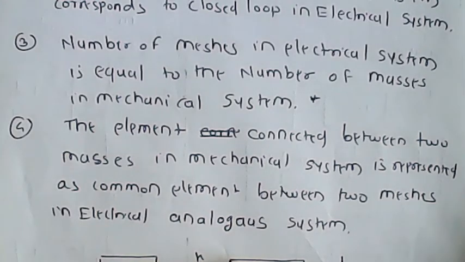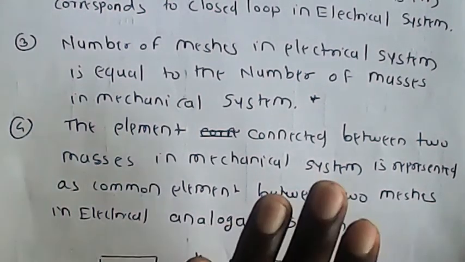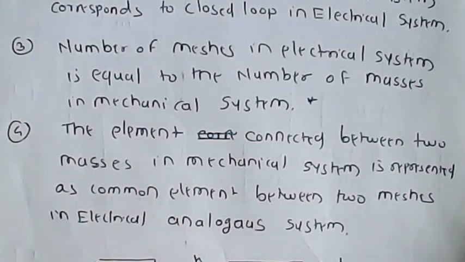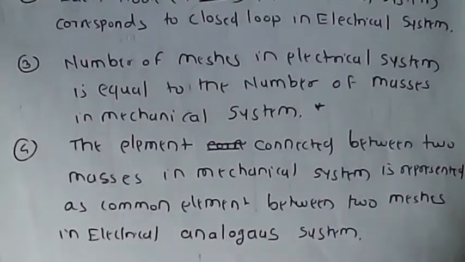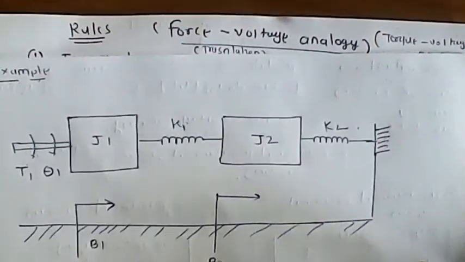So whenever two masses in the mechanical system are connected by an element, it acts as a common element in the analogous electrical system. By using these four rules, we can better understand the conversion of a rotational mechanical system to an electrical system. To understand better, we use some examples. So consider this example.